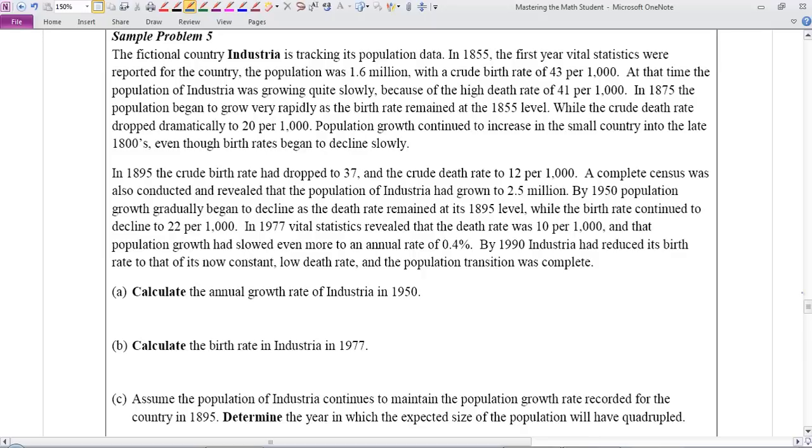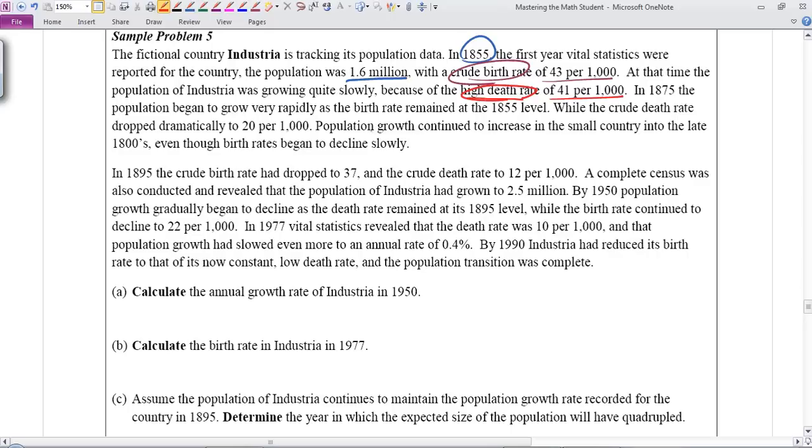So the fictional country Industria is tracking its population. In 1855, the first year that vital statistics were reported for the country, the population was 1.6 million, with a crude birth rate, CBR, of 43 per 1,000. At that time, the population of Industria was growing quite slowly because it had a high death rate of 41 per 1,000.